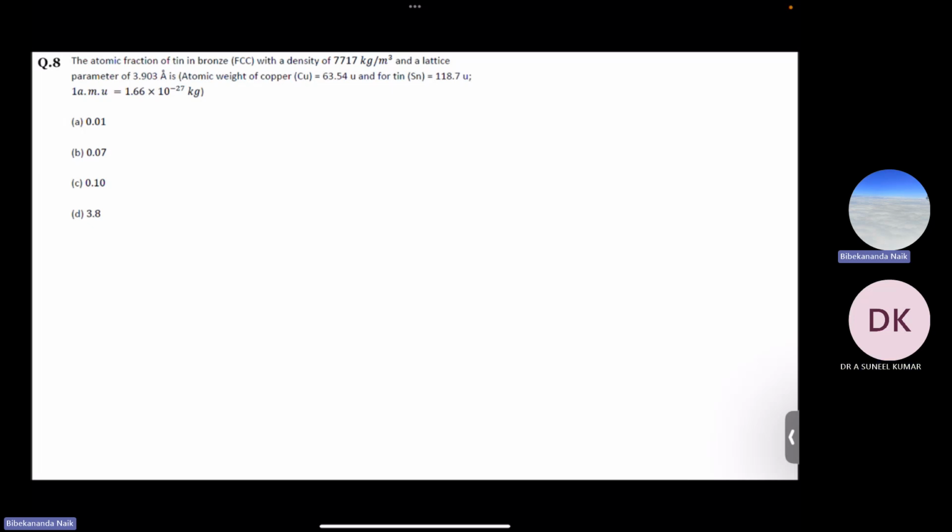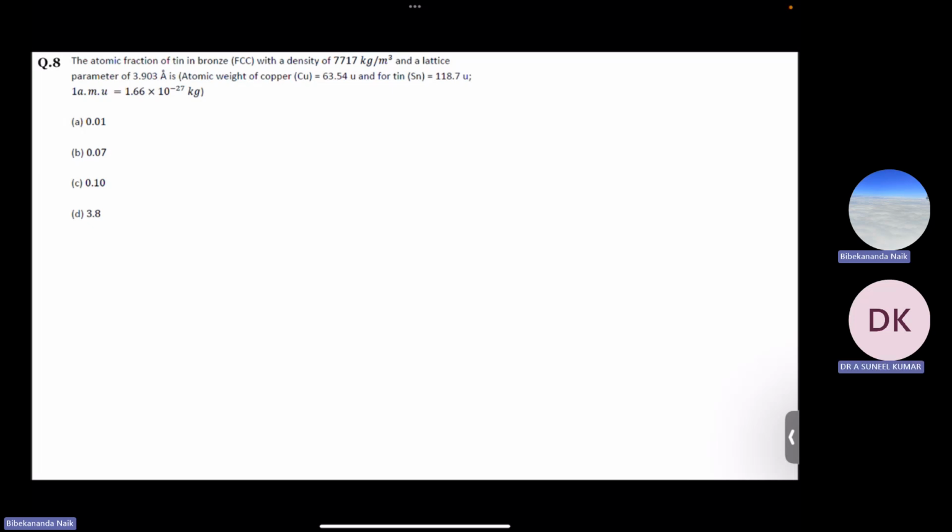If you talk about other compounds that also have the zinc sulfide structure, copper chloride is one of them. Then InSb, that is indium antimonide, and cadmium sulfide also have the zinc blend structure. The position of cadmium corresponds to the position of zinc, and the sulfur position corresponds to the position of sulfur. So we'll move to the next question, question number 8.